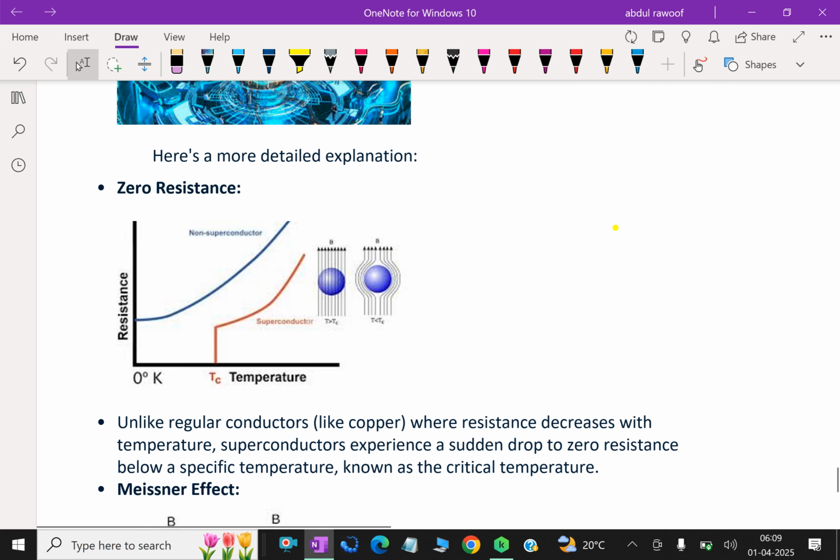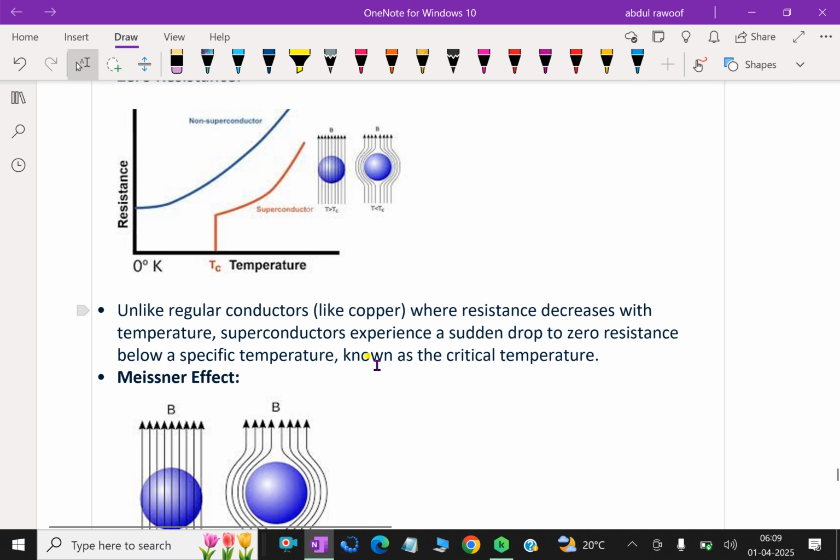Zero resistance. This graph shows the zero resistance of the conductor. Unlike regular conductors like copper, where resistance decreases gradually with temperature, superconductors experience a sudden drop to zero resistance below a specific temperature, known as the critical temperature.